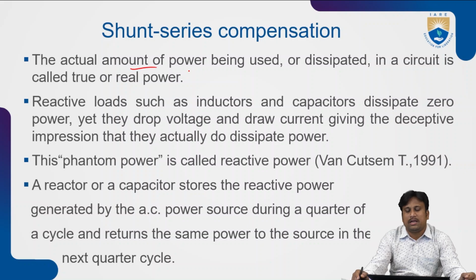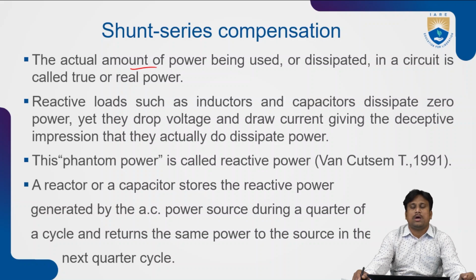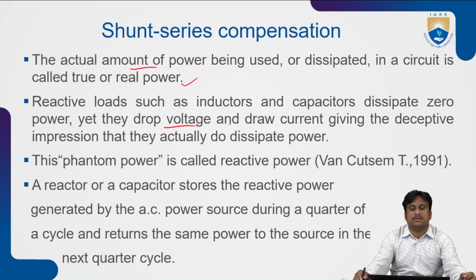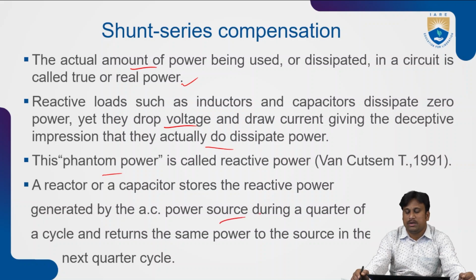The total amount of power utilized or dissipated in a circuit is called true or real power. These are the basic fundamentals. Reactive loads such as inductors and capacitors dissipate zero power, although the drop in voltage and the current drawn give the impression that they dissipate power. This may be treated as phantom power, which is called reactive power. A reactor or capacitor stores the reactive power generated by the AC power source during a quarter of a cycle and returns the same power to the source in the next quarter cycle.